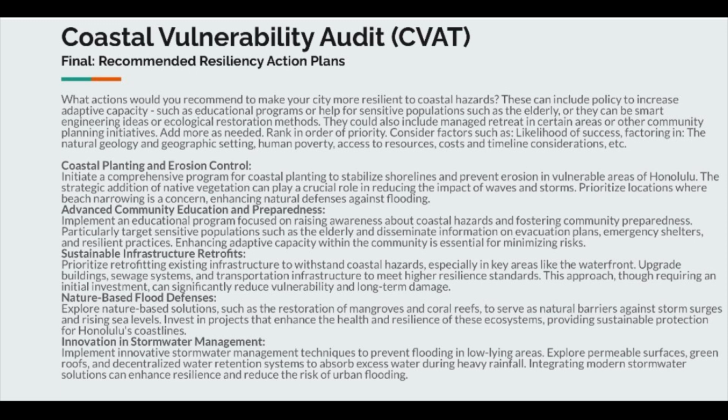For sustainable infrastructure retrofits, prioritize retrofitting existing infrastructure to withstand coastal hazards. Places like the waterfront in Honolulu suffer this issue. For nature-based flood defenses, such as coral reefs, the storm surges come around and sea levels rise, and the projects need to be enhanced so that it is safer in these ecosystems. And innovation in stormwater management needs to be implemented because during excessive water or heavy rainfall, there needs to be a stormwater solution so that when the sea levels do rise, it does not travel into the island itself and cause damage.